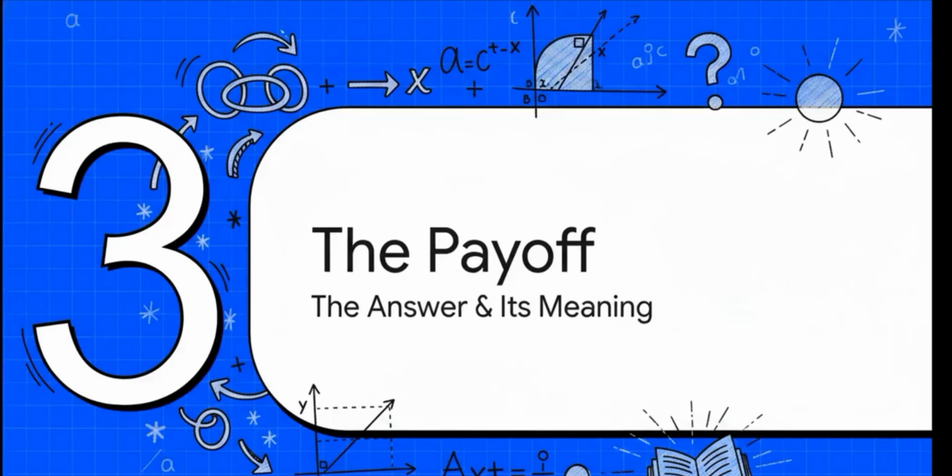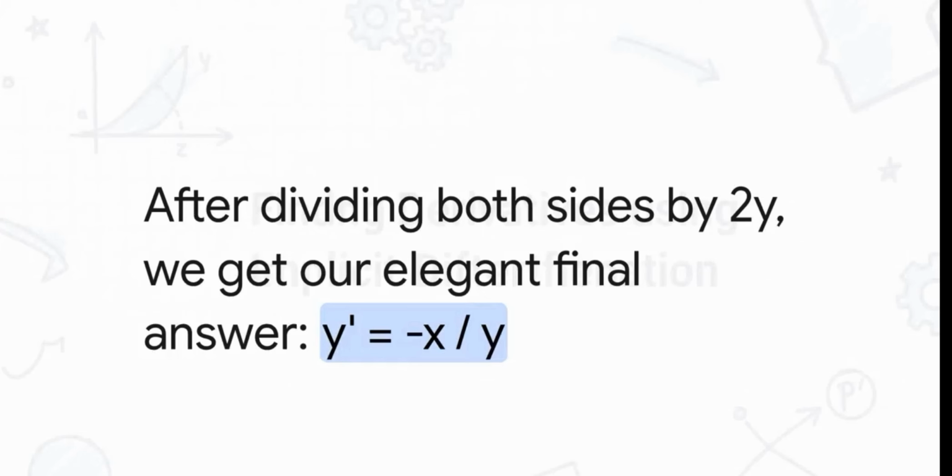All right, we followed the steps, we did the hard calculus part, and now it is time for the payoff. We've got our answer, but what's even more important is understanding what this answer means. And here it is. All we do is divide both sides by 2y, the 2's cancel out, and we're left with this beautifully simple result, y prime equals negative x divided by y. Look at that. All that work, and it boils down to such an elegant little formula.